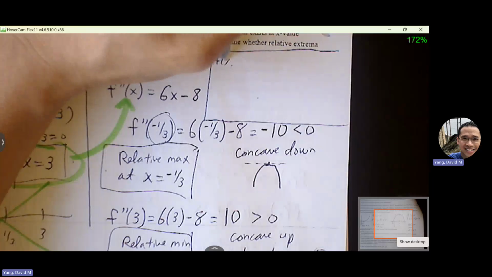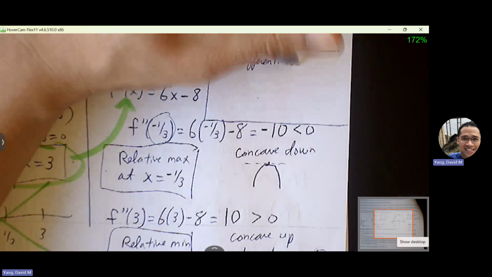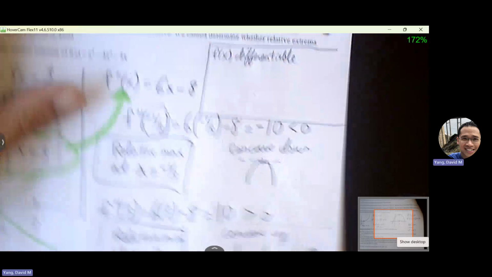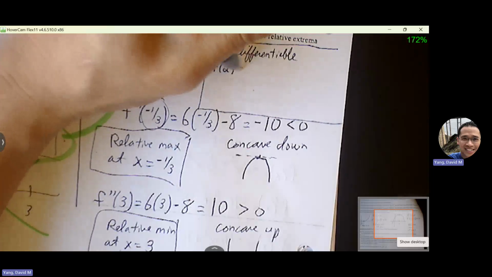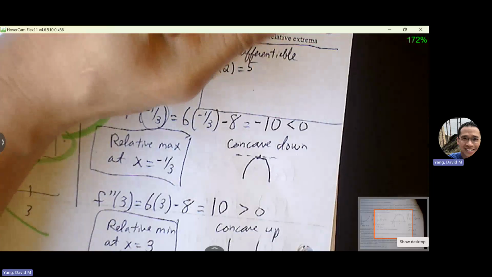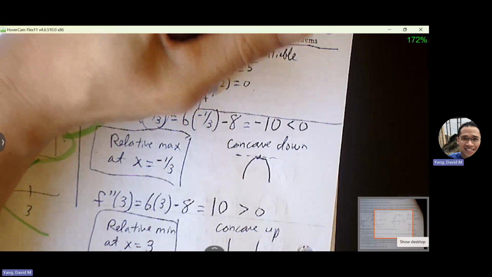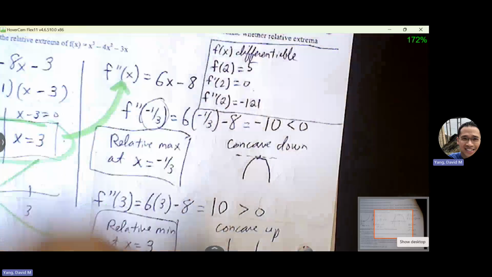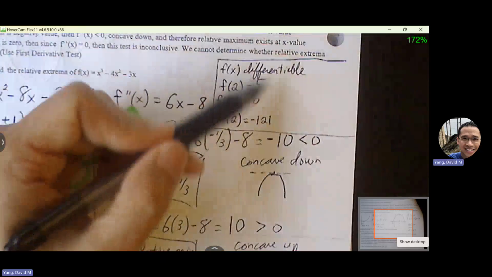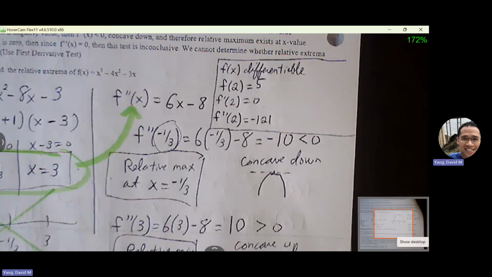Let's say the function is differentiable. So let's just establish that the graph is going to be a smooth curve. And then you're given three sets of information about the same point. You're told that f of 2 is equal to 5. You're told that f prime of 2 is equal to 0. And then you're told that f double prime of 2 is equal to -121. And we're going to try to make a conclusion as to what we can conclude about this point.